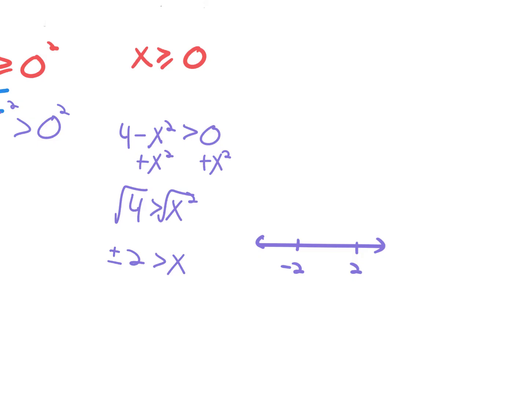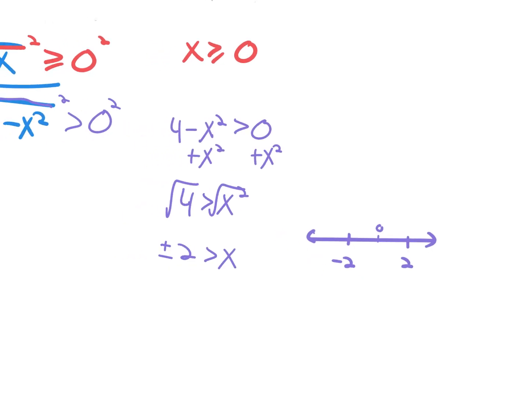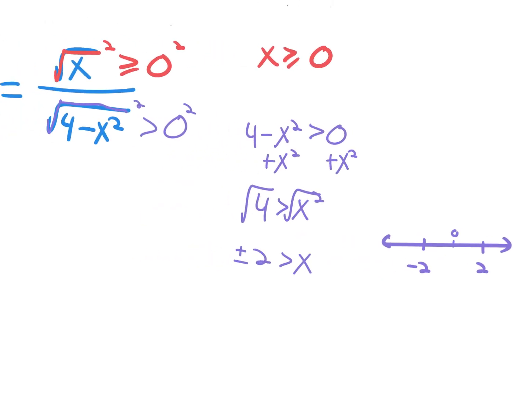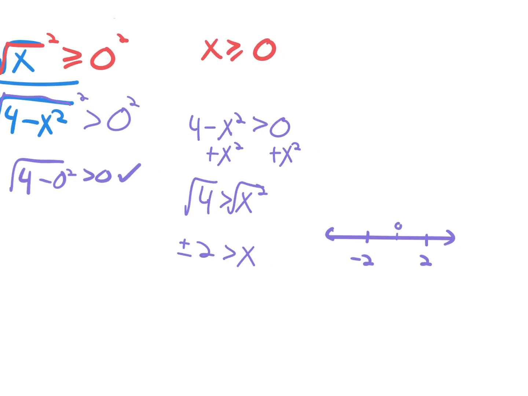Let's test the number 0. Where is 0 here? In between, right? So this is where 0 is. When you plug 0 into the original, does it work? 4 minus x squared, or 4 minus 0 squared. Is that a true statement? Yeah, right? So that does work. That means this entire region is going to work. The outsides are not going to work. All right?